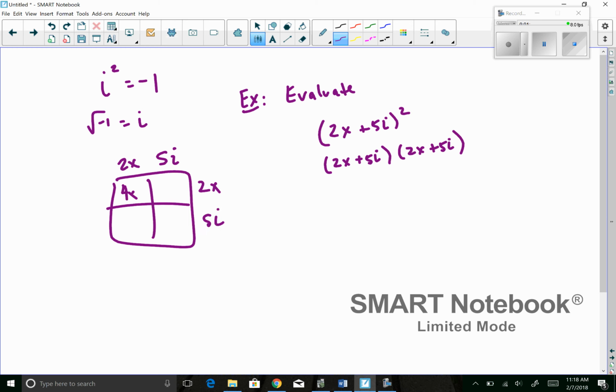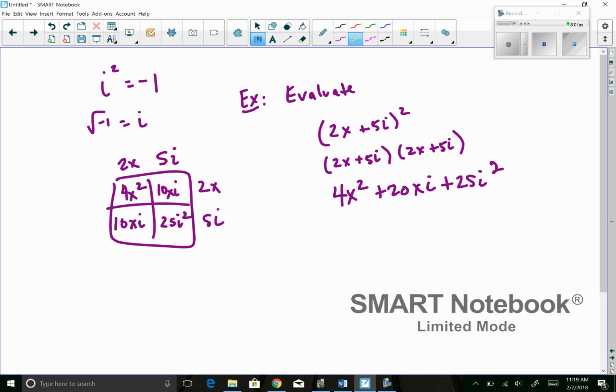So I get 4x squared, 10xi. I always put the i last, and 25i squared. So if I write all that out with combined like terms, I have 4x squared, I have 20 xi's, and I have 25i squared.